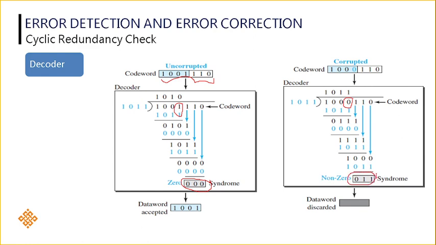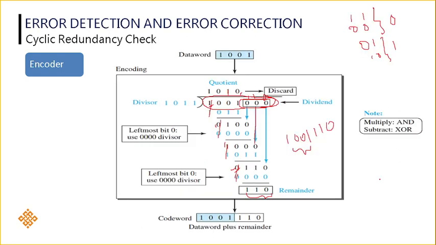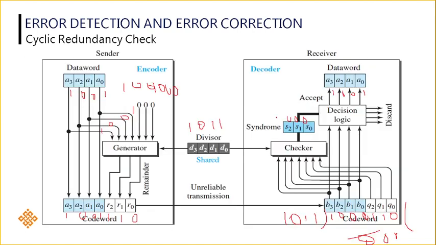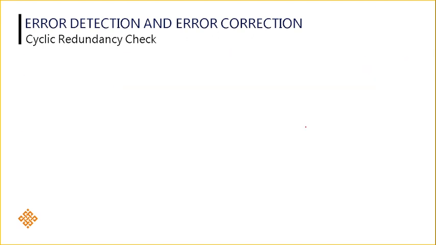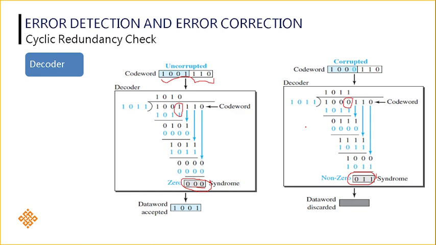So if all the 3 syndrome bits are 0, it is correct. If one of the bits is 1, it is wrong, meaning there are some changes in the code word. So it is understood that there is an error in the code word. Then what will it do? Immediately, what are the syndrome bits here? 0 1 1. So the logic decision is that it will discard the code word, thinking that there is some error. In this way, CRC helps in generating the code word and then checking whether the code word is received properly or not.